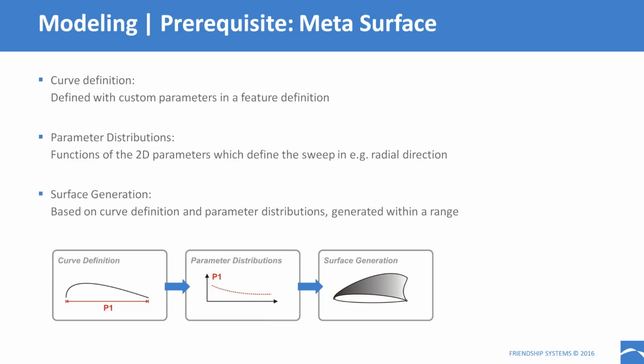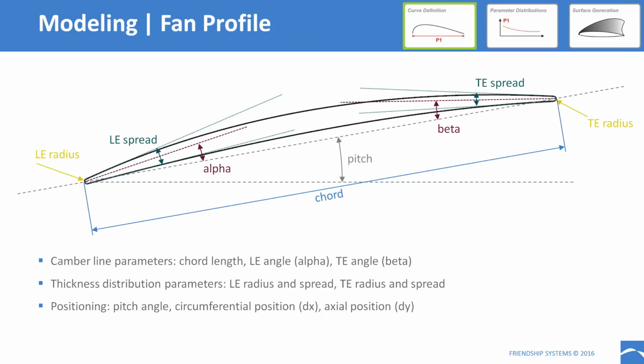We start the design by creating a parametrized definition of the cross-section through the surface. The second step is to define how the parameters of the cross-section change in the direction of the surface and describe these changes with distribution functions, and then we connect these 2 pieces of information and are able to generate the surface. So now, as a first step, I would like to go into the first part of this meta-surface modeling.